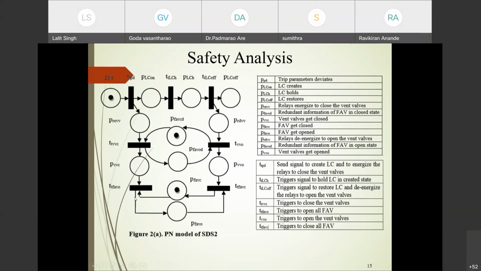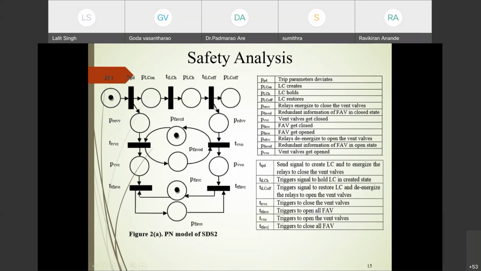So TFAVO basically triggers to open all the fast acting valves. It will first see if the fast acting valve is closed, which is an input to this transition, and only then will it allow opening all the fast acting valves. Okay. Now, here the injection will take place.